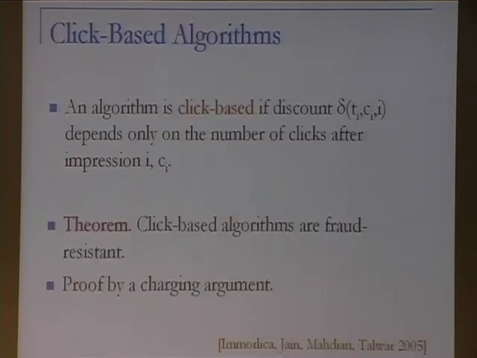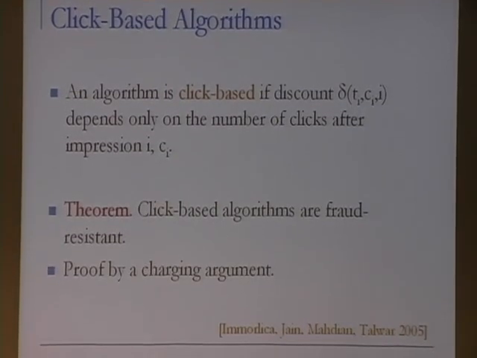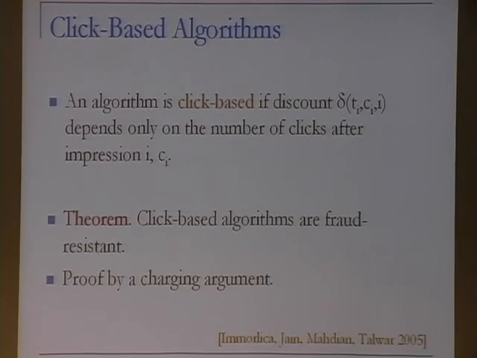I'm going to say that an algorithm is click-based if this discounting function, delta, depends only on the number of clicks after impression I, that variable I was calling C sub I. And what we prove in a paper in WINE 2005 is that click-based algorithms are fraud-resistant. The proof is by a charging argument. I think I'll skip the proof, and we can come back to it if we have time at the end of the talk and you're interested in actually seeing the math details.